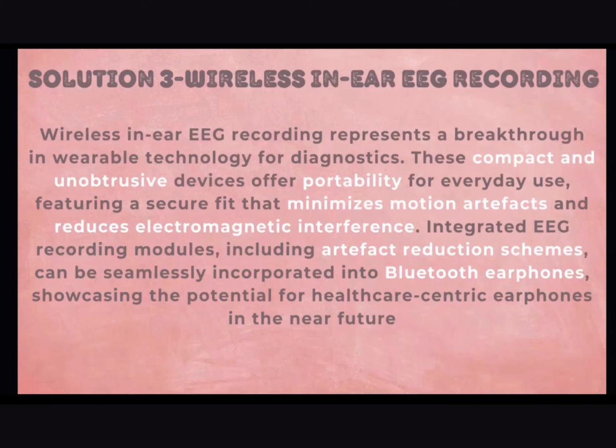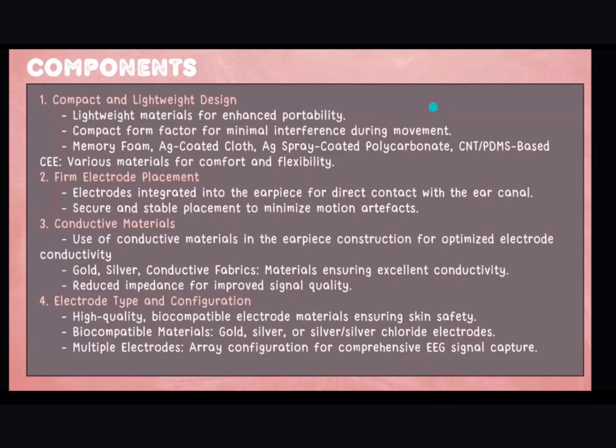Last but not least, solution 3 is a wireless in-ear EEG recording. These compact devices provide portability for everyday use and ensure a secure fit, minimizing motion artifacts and electromagnetic interference. Compact and lightweight design: lightweight materials are used such as memory foam and silver-coated cloth for enhanced portability. For firm electrode placement, electrodes integrated into the earpiece for direct contact with the ear canal ensure secure and stable placement to minimize motion artifacts.